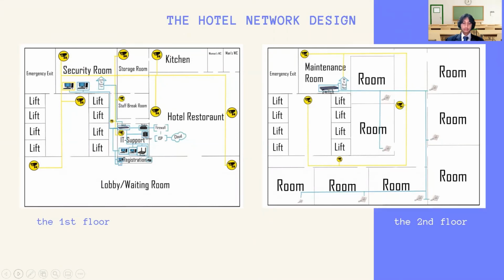And I will explain about network design. On the first floor, there are 12 CCTV. In the security room, there are 2 computers, and in IT support, there is a router, modem, switch, and computer server. And of course, in the registration, there are computers and printers and 1 telephone. And we go up to the second floor. In the second floor, there are 4 CCTV, 1 switch, and 8 telephones, one in each room.